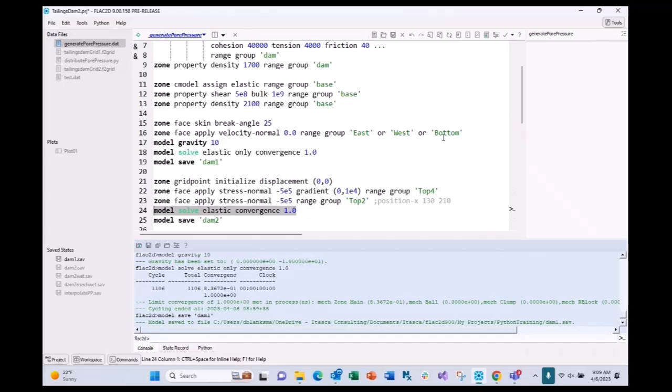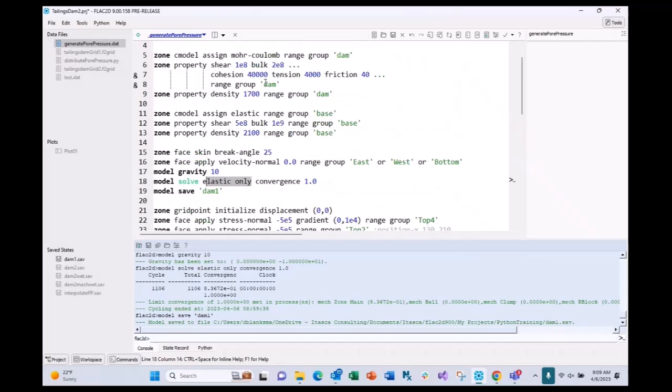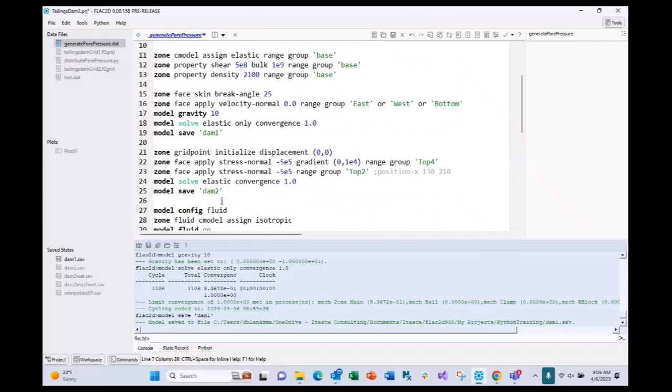So now at this point, we're going to solve the model to convergence 1.0. And I am going to use the elastic keyword, but see here, I'm not using elastic only. So after it converges, it'll change back to our strength values that we used, and it will solve again. So ideally at this stage, we know our dam is standing with water pressure applied to it. It shouldn't fail, right? If it does, then we're in big trouble. So let's run that.